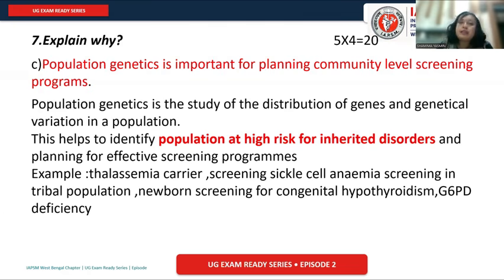Population genetics is the study of distribution of genes and genetic variation in a population. This will help to identify populations at high risk for inherited disorders, and planning screening for these populations will be highly effective. This applies to thalassemia carrier screening, sickle cell anemia screening for some tribal populations, newborn screening for congenital hypothyroidism, and G6PD deficiency, which is more common in the male gender. So if we know the disease has some genetic inheritance, we can go for specific screening for specific populations.